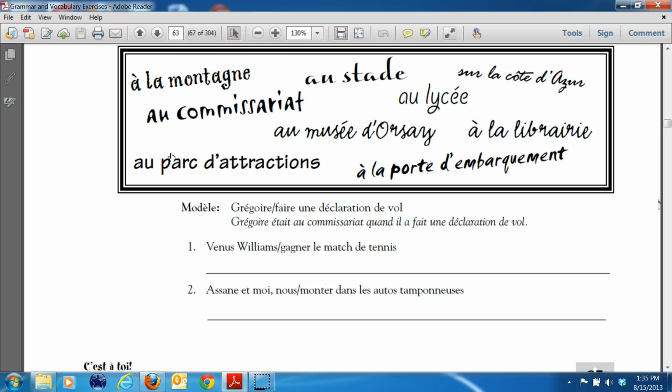Here is an example. Grégoire fait une déclaration de vol. So we're going to say that Greg was at the police station when he made a declaration of theft or filed a complaint. Venus Williams.